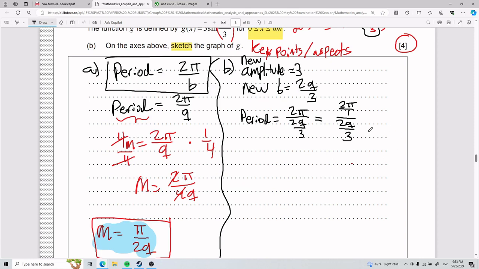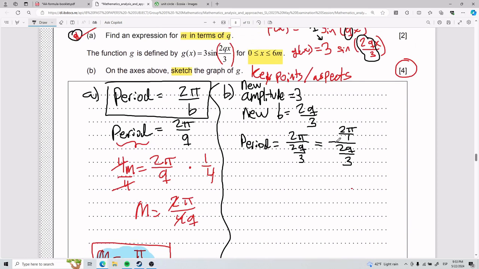All right? I like to think about it this way because technically from here, you can say, because this is like a big division symbol here, you can think about it as 2 pi over 1 being divided by 2q over 3. And when they divide like this, you end up with 2 pi over 1 times the reciprocal, 3 over 2q. And so 2 pi is going to multiply 3, and 1 is going to multiply 2q. Right? This is just how you handle big fractions.